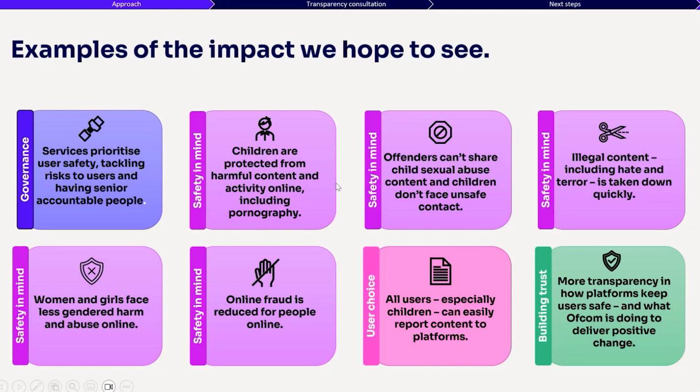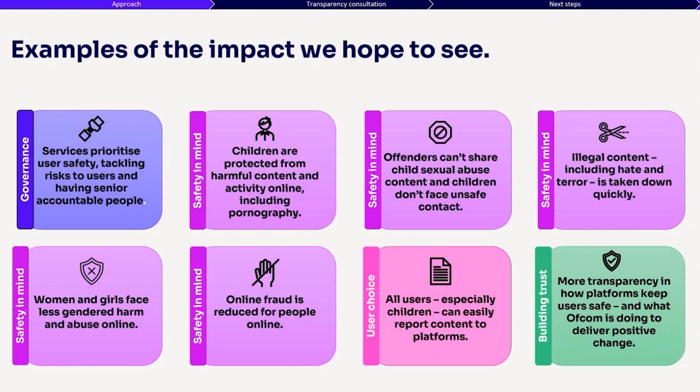We would expect women and girls to face far less gendered harm than unfortunately they currently experience. We would expect, given its prevalence, online fraud to start to reduce as well. And then across the piece, we'd expect all users, particularly children, finding it far more readily accessible to report harmful content to platforms, and for them to expect those platforms to take steps to address that.